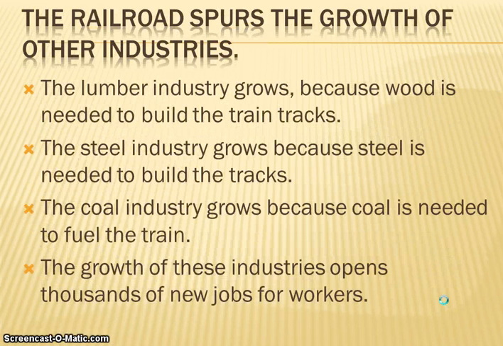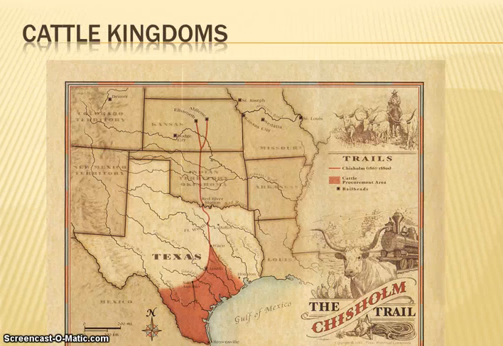The lumber industry grows, which was big here in northern Idaho particularly because wood is needed to build the train tracks. The steel industry grows back east because steel is needed to build the tracks and the trains. The coal industry grows because coal is needed to fuel the train, and this opens up thousands of new jobs. So you're seeing a sort of a second industrial boom or industrial revolution in the late 1800s.